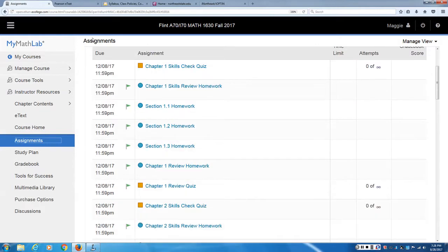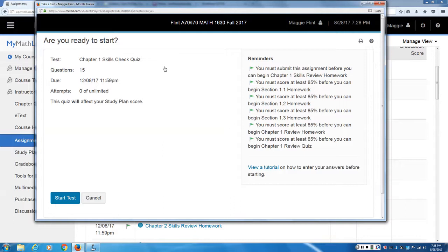Okay, this is actually prerequisites. When you go to this Chapter 1 skills check, it tells you that you have to submit this assignment before you can do the review homework. You don't have to do the Chapter 1 review homework. You do not. The skills review homework.